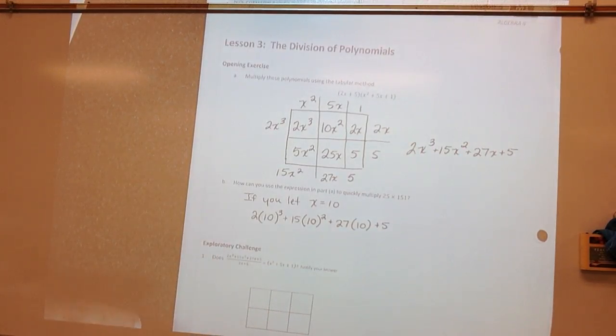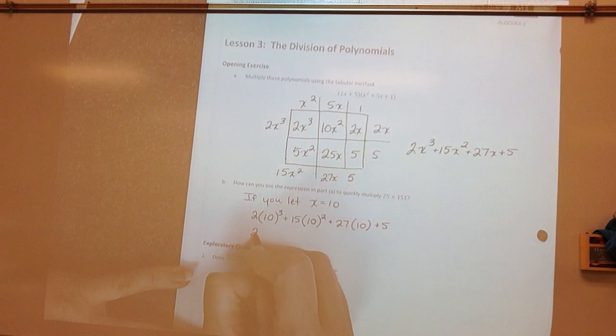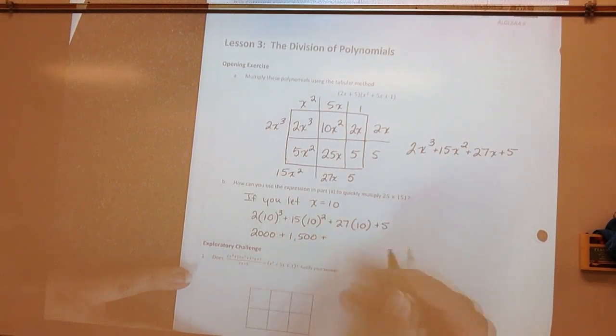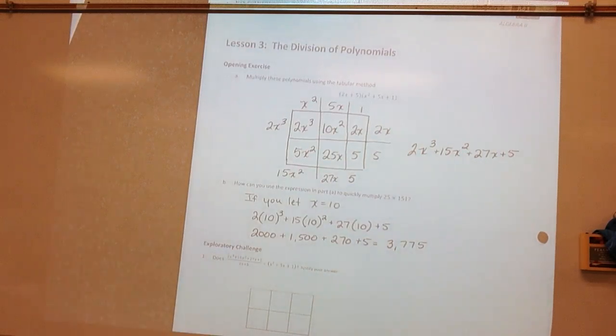So I end up with 2 times 1,000, which is 2,000, plus 15 times 100, which is 1,500, plus 27 times 10 is 270, plus 5, and that gives me a total of 3,775.